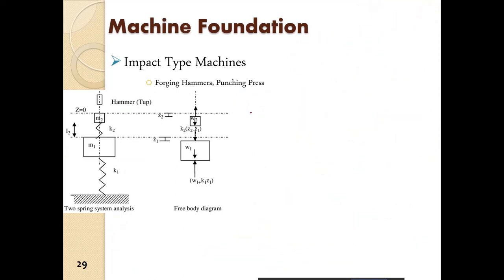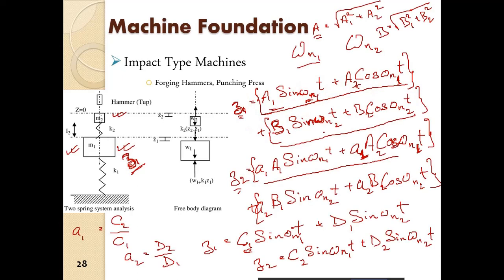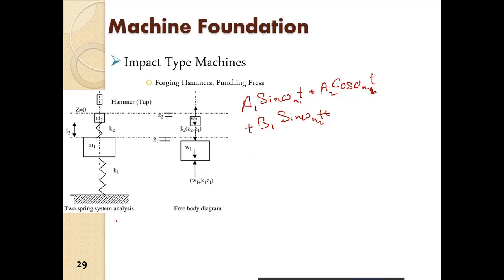So we can say, suppose here we can say A1 sine omega n1 t plus A2 cos omega n2 t, sorry, n1 t, okay, plus B1 sine omega n2 t plus B2 cos omega n2 t. So this is z1 is equal to this.